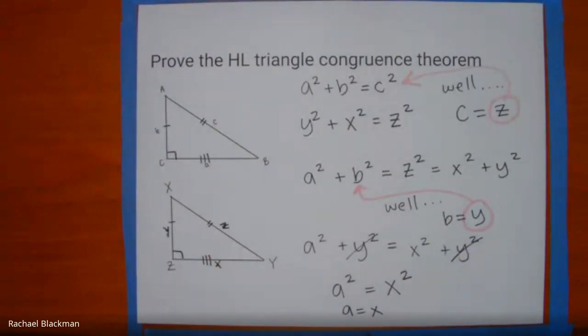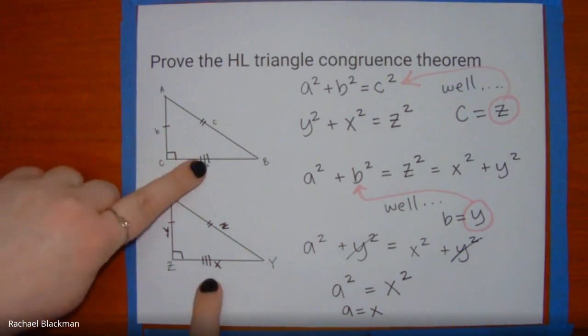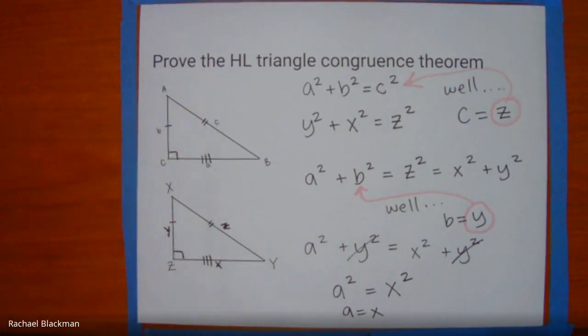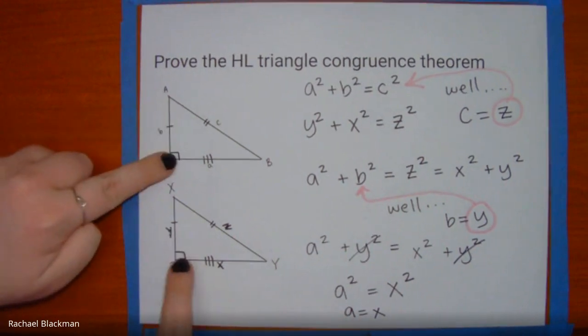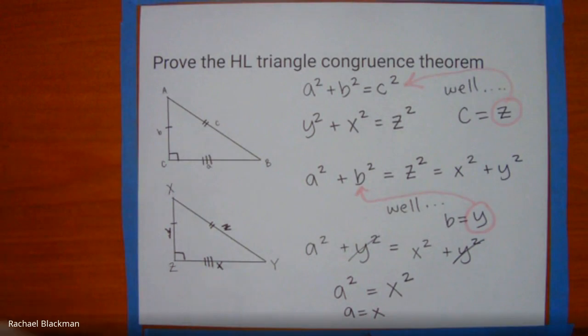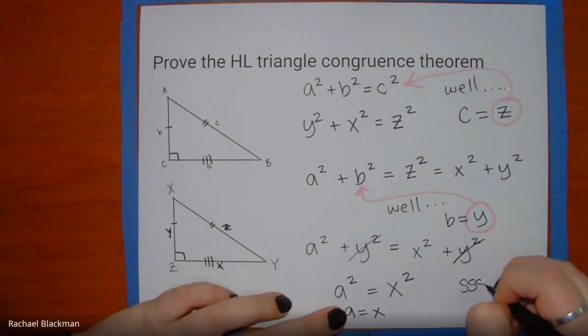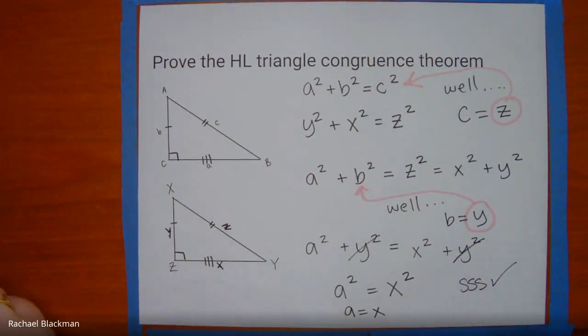Again, no, because we don't have two angles. It could be side, side, side, right? I mean, now we found that third side. We have all of our sides congruent. It could even be SAS, right? Side, angle, side. So I'm just going to say side, side, side for now. And we've just proven HL, right?